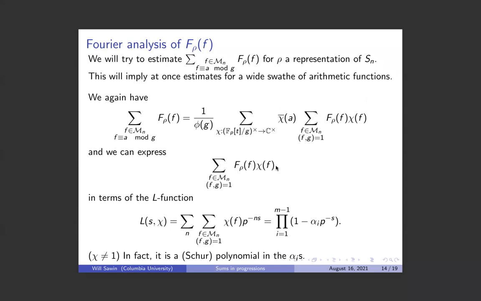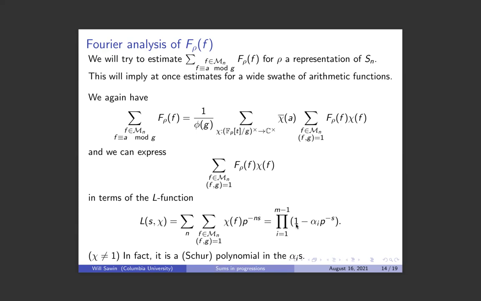The L function in this setting is the sum over f monic of chi of f times p to the minus degree of f times s, or p to the minus ns, where n is the degree of f. And from this expression, you can see it's a power series in p to the minus s. And in fact, as long as chi is non-trivial, it's a polynomial in p to the minus s. It's a polynomial of degree m minus 1.